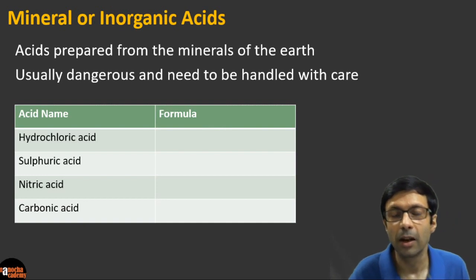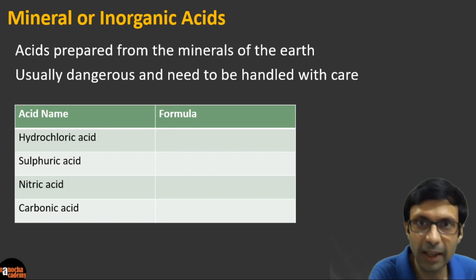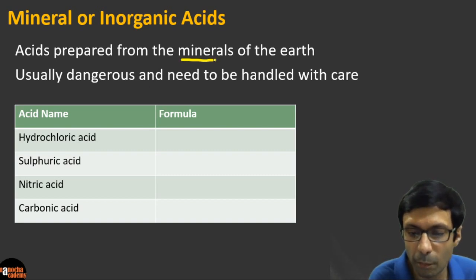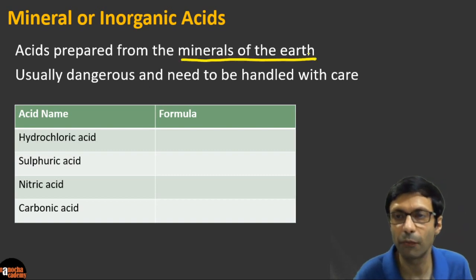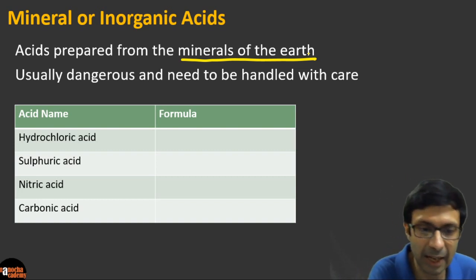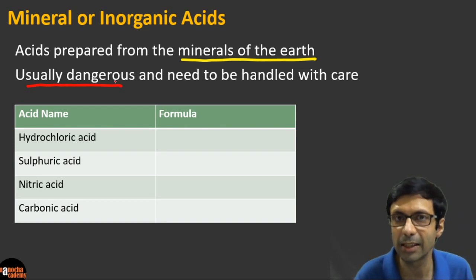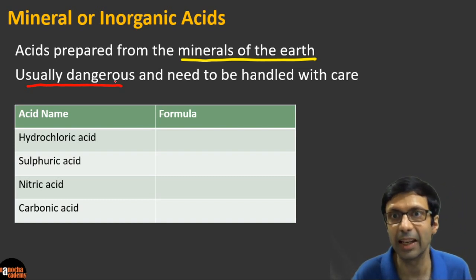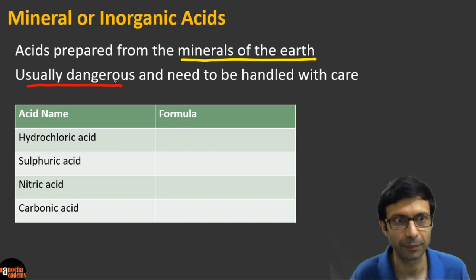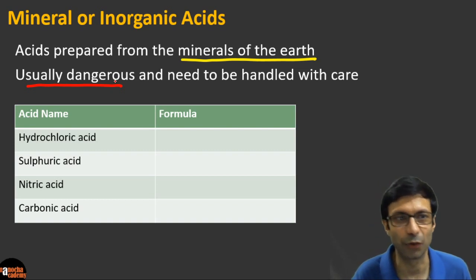So what is the definition of mineral or inorganic acids? These are the acids that are prepared from the minerals of the earth, okay? So they're found in the earth's crust, or they're prepared from those minerals, and these acids are usually dangerous, okay? So most of the mineral acids are dangerous, and they need to be handled with care. All right, and here I have some examples of mineral acids for you.